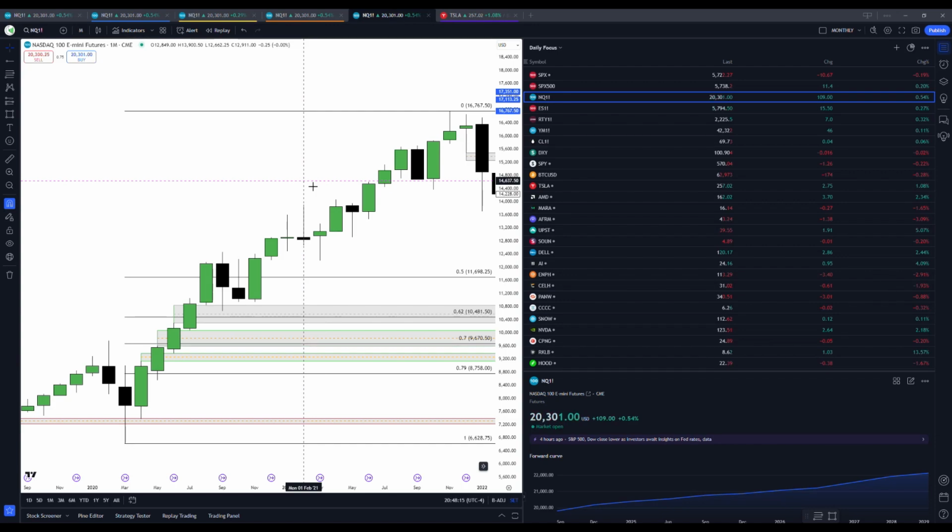Now with options, it's not going to be as simple, right? Because with options, you have to deal with a couple other things, such as delta, gamma, theta, you name it.